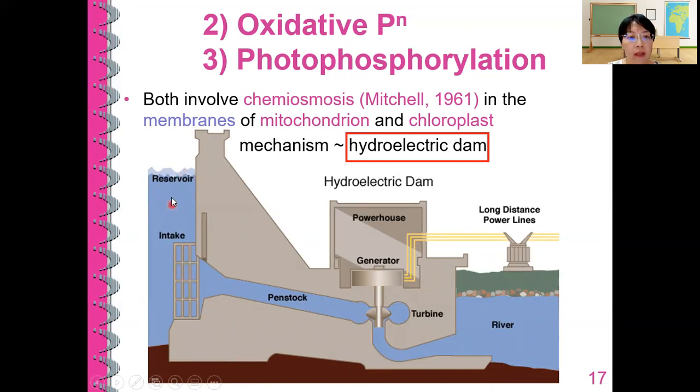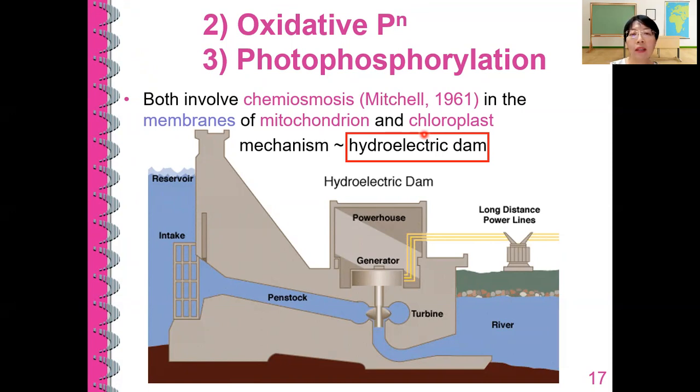When we open the gate, the water will flow through the gate, okay? And then it will turn the turbine. When it turns the turbine, electricity will be generated, okay? After that, the water will flow to the river. And then the water will evaporate from the river, go to the sky, and it will rain again to recycle the water back to the reservoir. So this is how electricity is produced by the hydroelectric dam. So the chemiosmosis method of producing ATP is also similar, but it occurs in our mitochondrion and chloroplast.